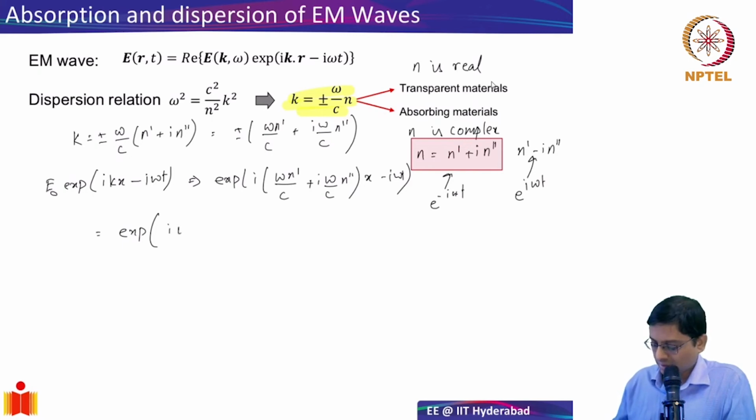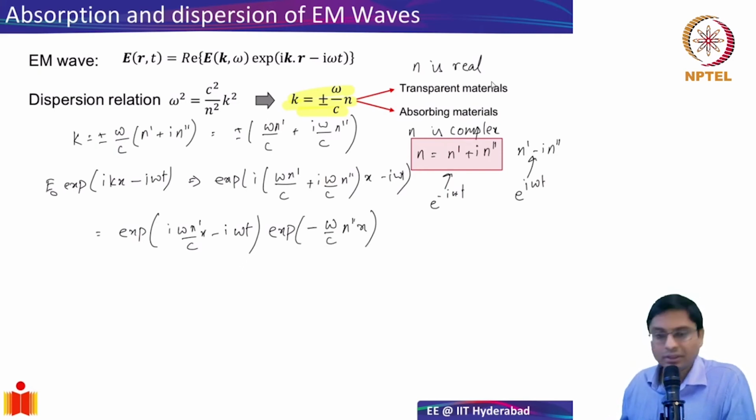I omega n prime by c minus I omega t. This is one term, and then there's an I in the second term here. So there's an I here, there's an I here, so I can take a product of it. If I separate out the exponential, there will be another exponential here, minus omega by c n double prime x. There should be an x here. All right, so what does this mean?